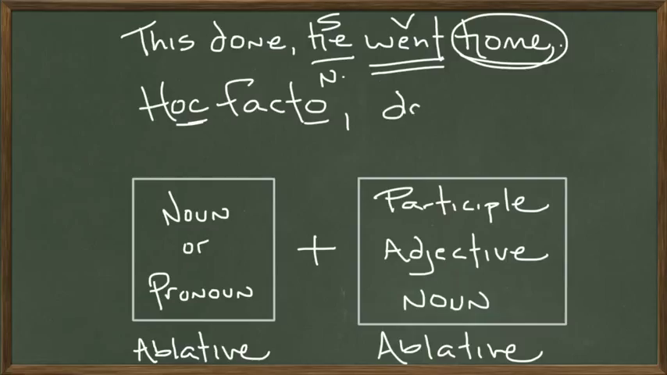He went home is domum habit. Hoc facto domum habit. With this done, he went home. You could also translate it as after this was done, or this having been done, or since this was done, he went home.